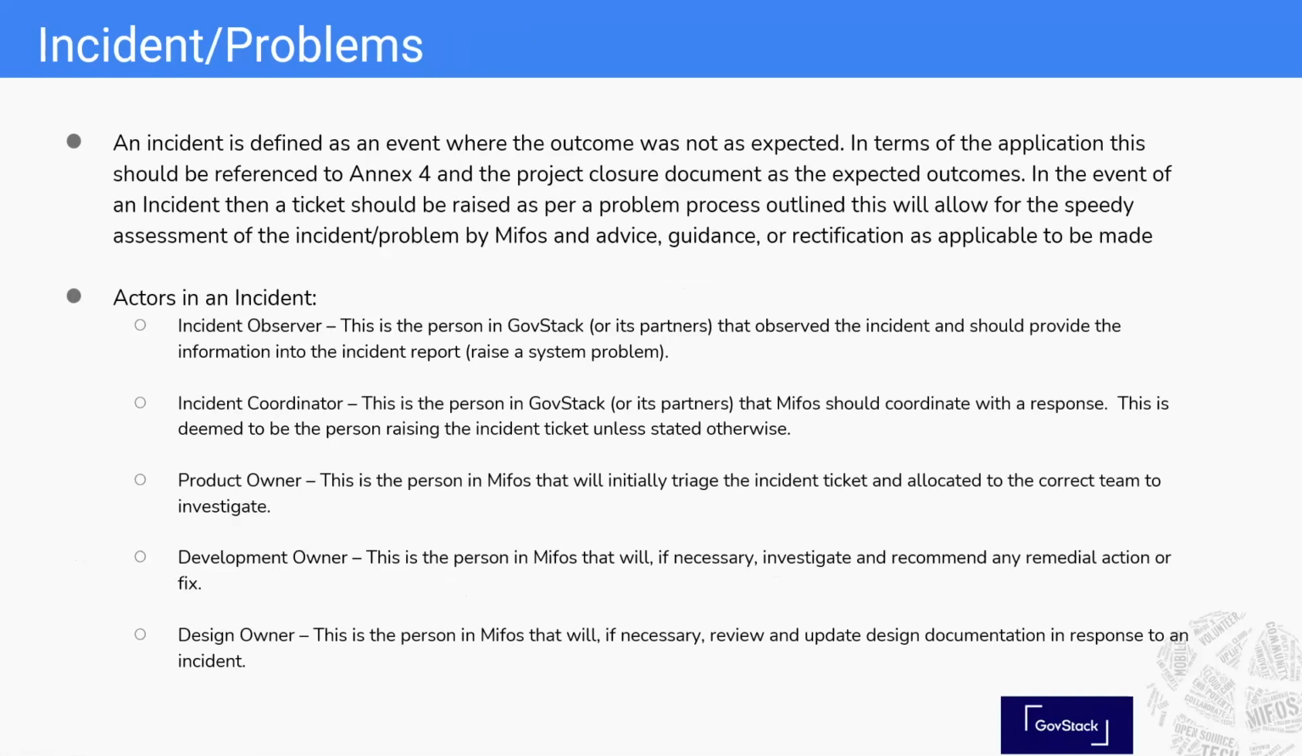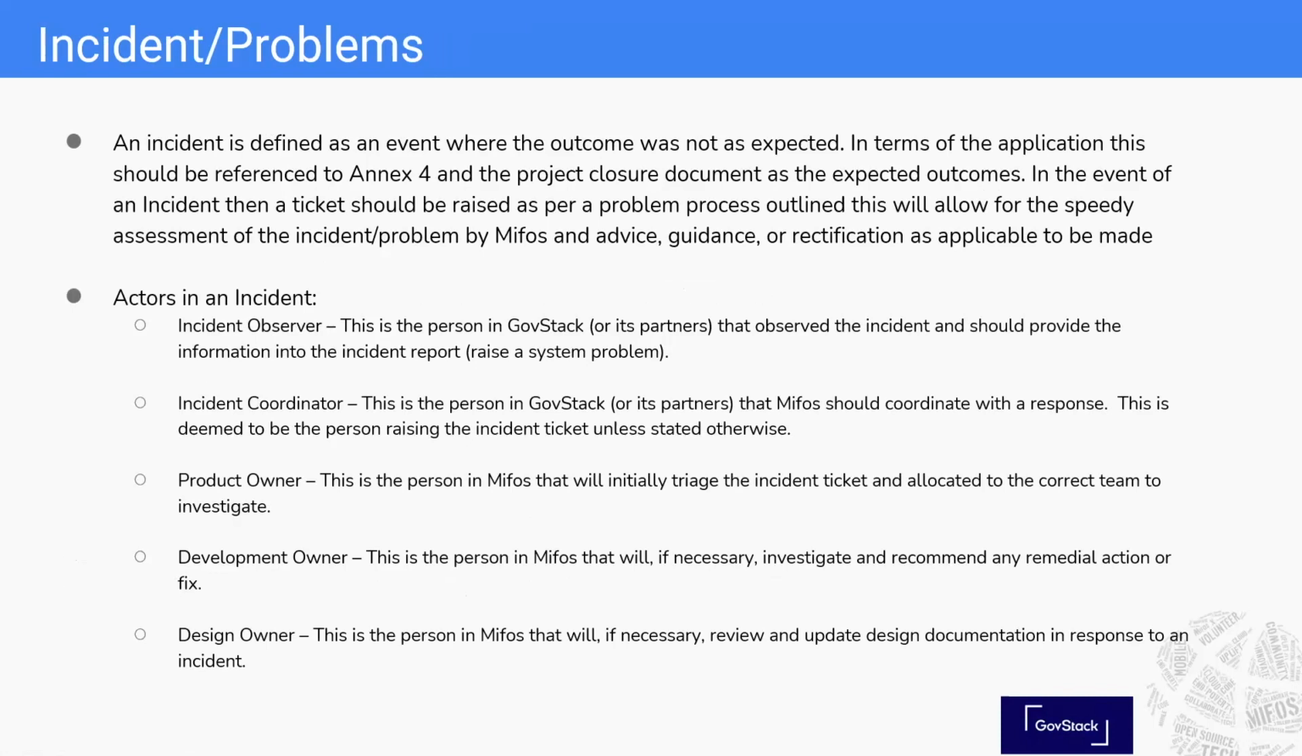Okie doke. So what is an incident problem? Well, an incident obviously is an event where the outcome was not as expected. Now, in terms of the application, this should always be referenced back to Annex 4 when you're thinking about warranty. So was it something that was within the Annex 4 and it was a functionality that we were meant to be delivering? If so, then obviously that gives you what the expected outcome is, and you can speedily raise the issue.